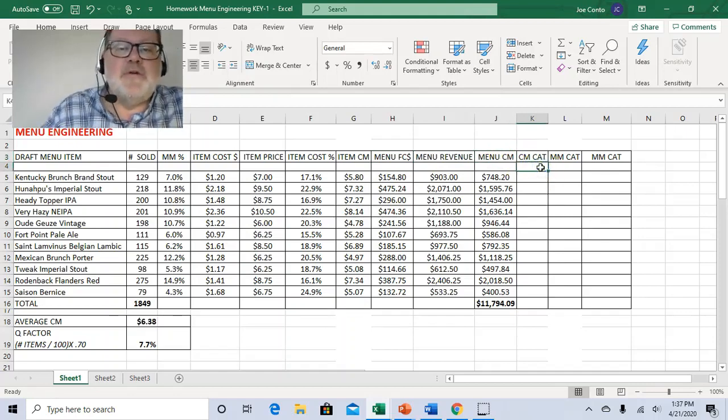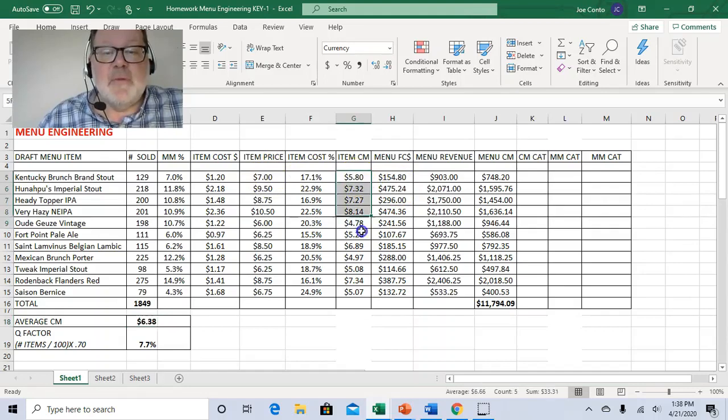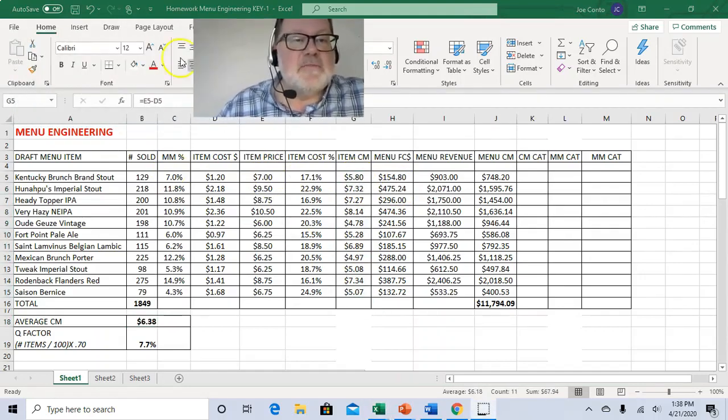So now I'm going to classify each individual item by its contribution margin. We know that my average contribution margin is $6.38. Well, let's take a look at the individual item contribution margins then. This is what I sometimes do is, I'm going to scoot myself over again, and I use this highlighter.